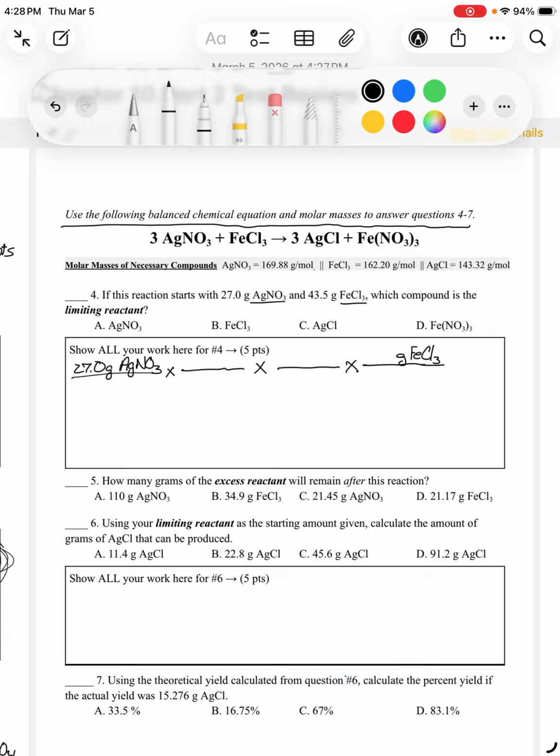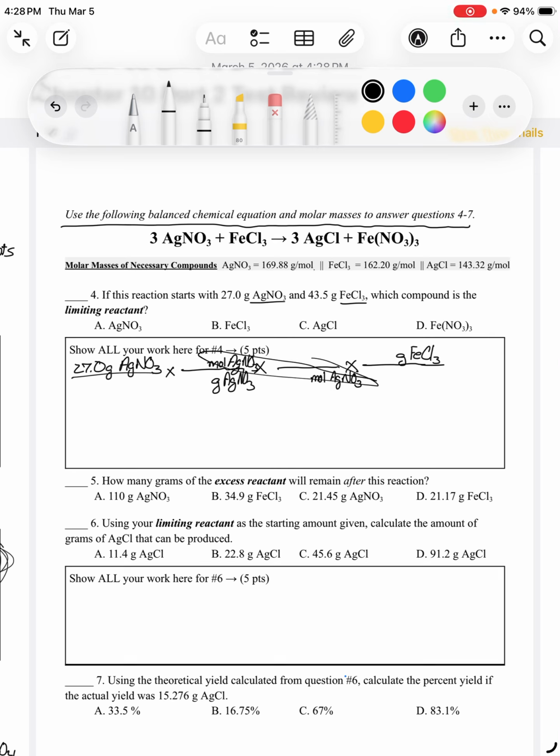Let's fill in the gaps. Ready? Diagonal. Keep it diagonal. How do we know what goes on the bottom? It has to be the exact same units. So grams of silver nitrate turn first into moles of silver nitrate. We can't go anywhere else if we don't go to the mole. Then moles of silver nitrate.